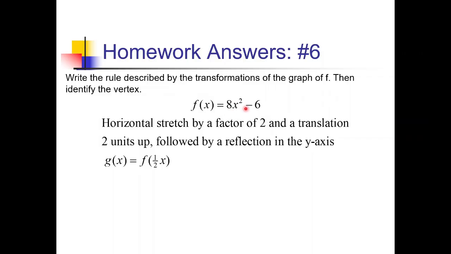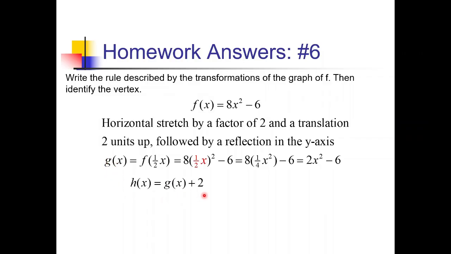So plugging 1/2 in for x in the f function here, we can call this 1/4 x squared. And 8 times 1/4 x squared is 2x squared. Might as well simplify that now. It's not going to get nicer otherwise. Next thing they wanted was a translation of 2 units up. So I have to take this g function I just created and add 2 to that. And I'll call that the h function. So I've got this 2x squared minus 6 plus 2 now, which leaves me with 2x squared minus 4. So not a whole lot to do to simplify that.